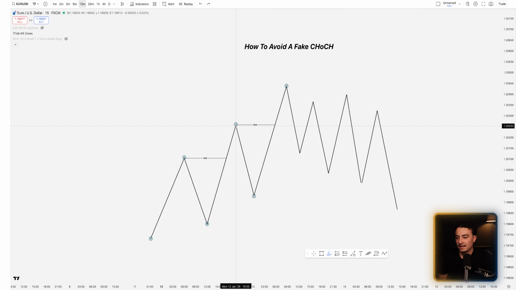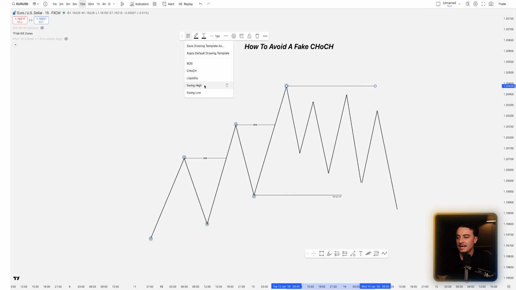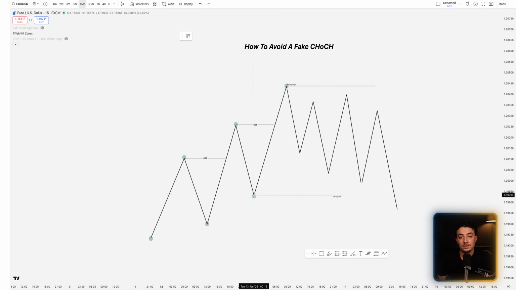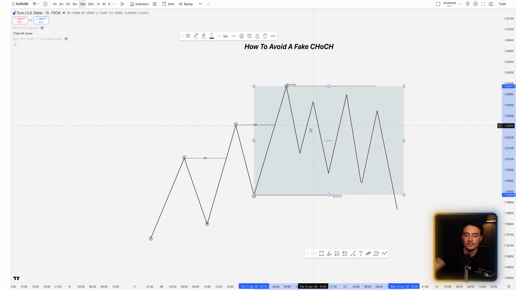Because we know that after this break of structure to the upside, this high put in this new higher low. And it was this low that put in the new high. So we know this is the swing low, and this is the swing high. And anything inside of here is internal structure. So if I was to just take a box to make it easier, right, and drag it from the low to the high and pull it across, anything inside of this box is internal structure.